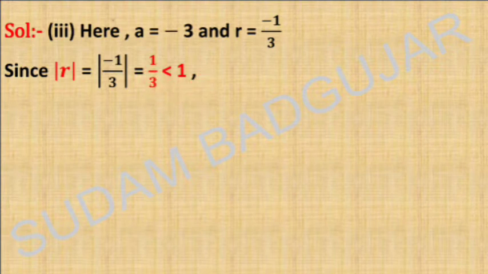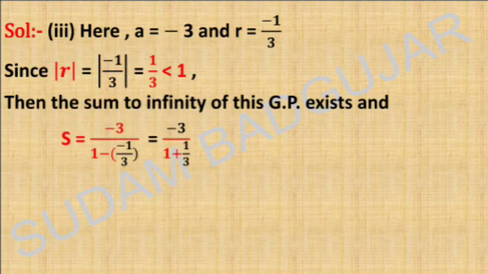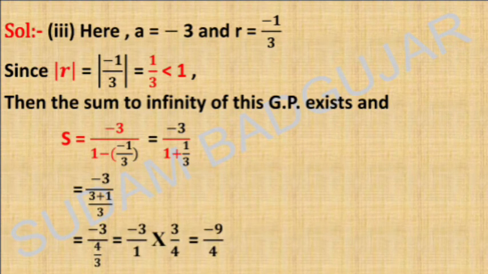So its sum to infinity exists, and its value is S is equal to A upon 1 minus R, that is nothing but -3 upon 1 minus -1 by 3. Then minus minus becomes plus. Again simplify the denominator by LCM and cross multiply. That is 1 into 3 is 3 plus 1 upon 3. That is -3 upon 4 by 3. And which is nothing but -3 by 1 into 3 by 4, which is -9 by 4. Okay, so this is the final answer.